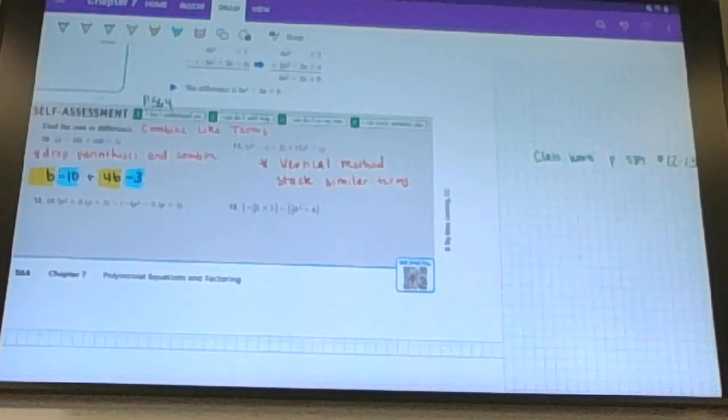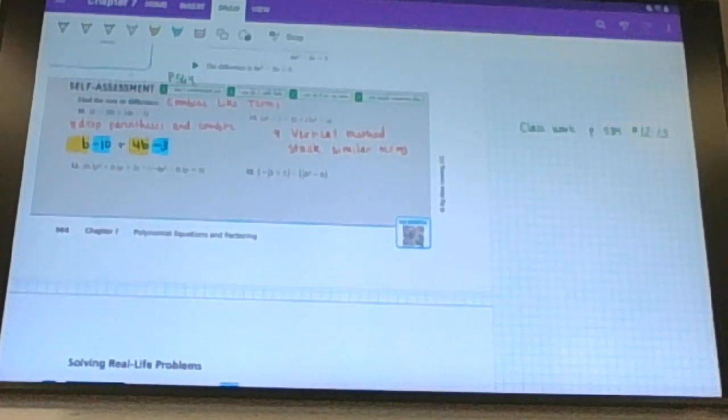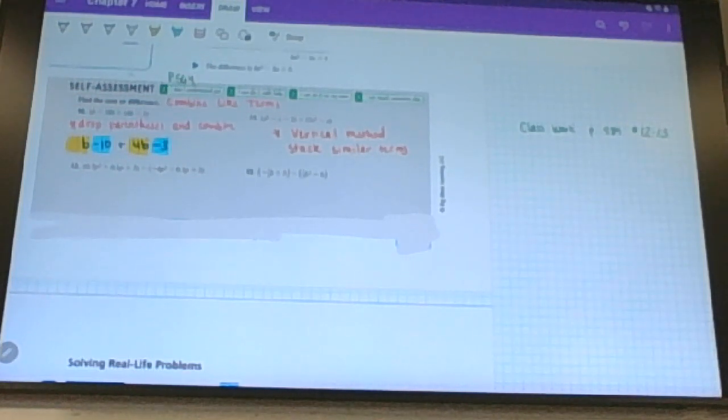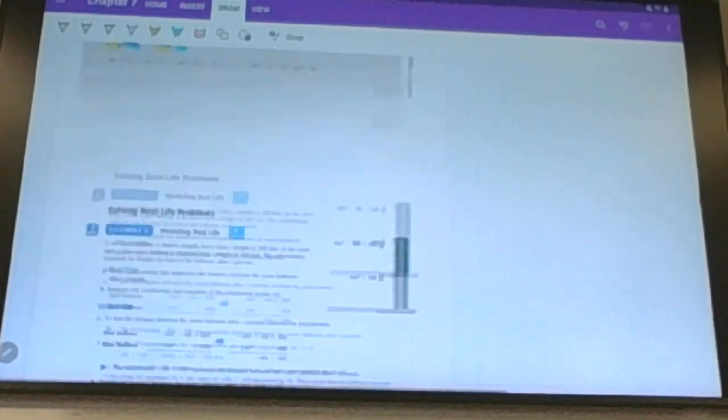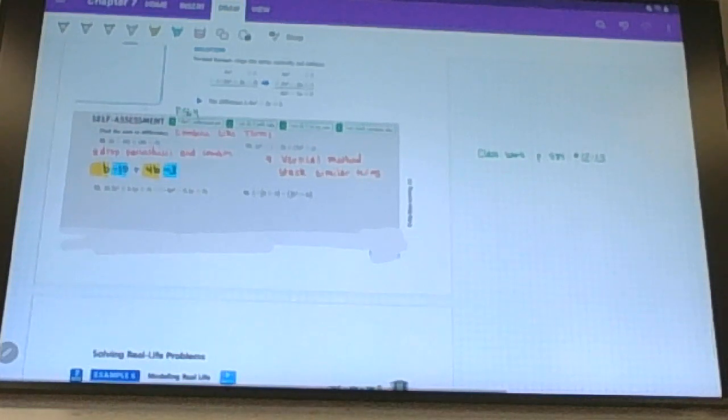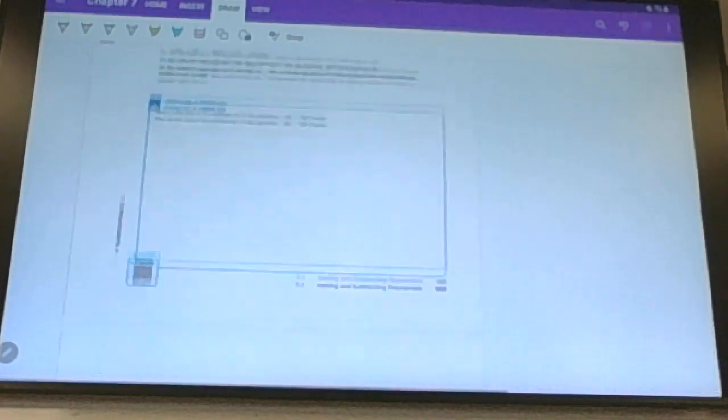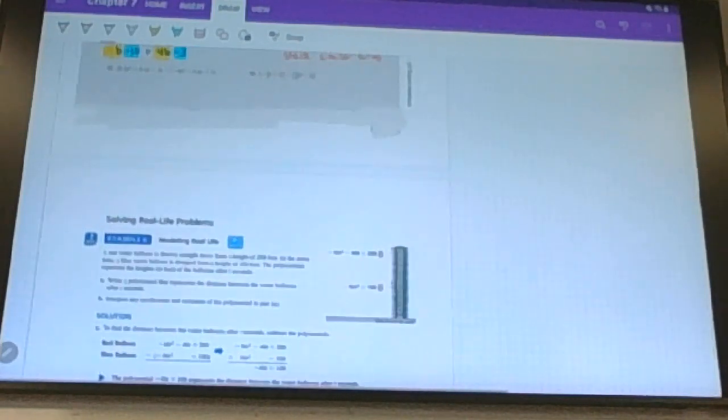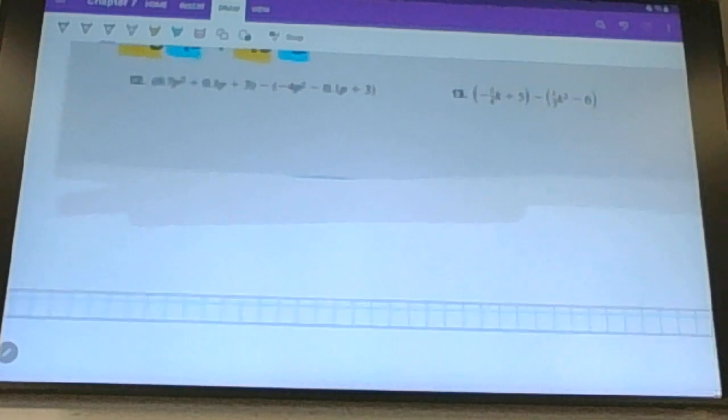We wrote on this page already. Do you guys have enough room there? Oh, it's 564, not 584. 564, 12 and 13.